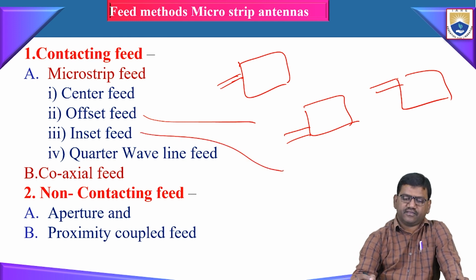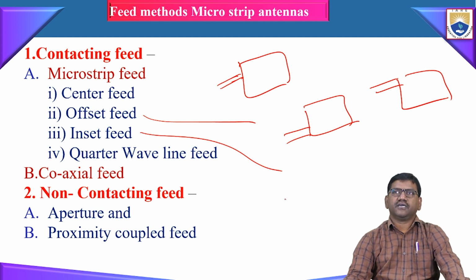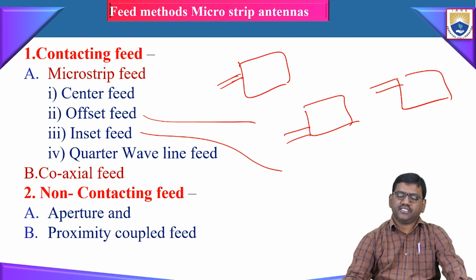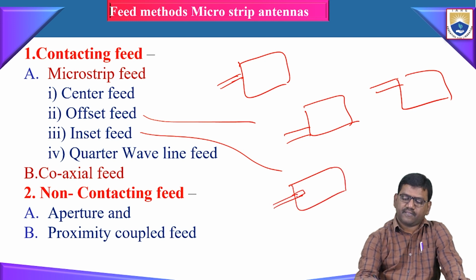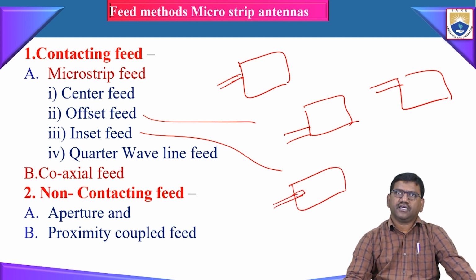What is inset feed? Inset feed means we are going to inject the terminals of the transmission line inside the substrate of the patch. Inside the patch here, we are going to insert the transmission line inside the patch antenna. Hence the name is given as inset feed transmission line.